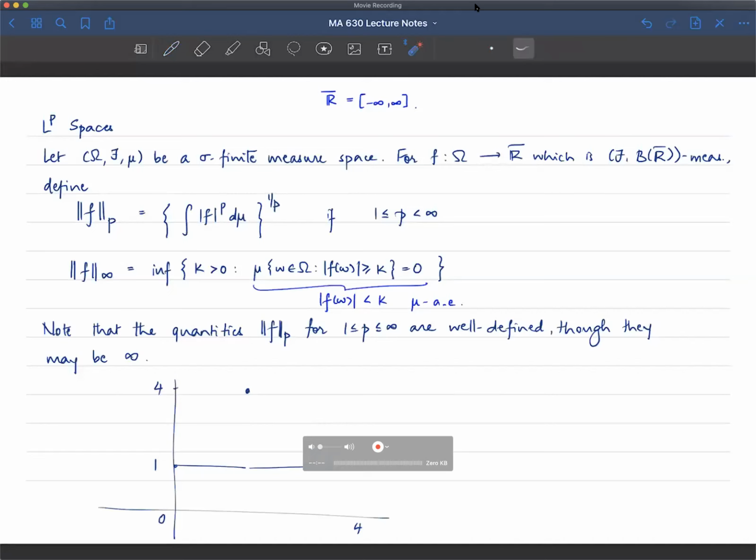So maybe my Omega is the interval from 0 to 4. Take it open, take it closed, take it whatever you like. Then the graph of f is this thing. Basically f is just sitting constant at 1, and then abruptly here it jumps up to 4. And then again after it is sitting constant at 1. You with me so far?